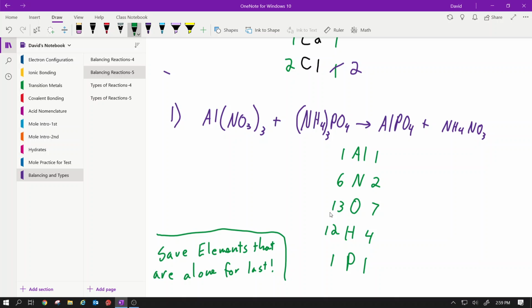And I also like to save hydrogen and oxygen for last, and nitrogen, because they are frequently found in more than one place. So you've got oxygen here and there, and there, and there. And so if you change anything, you're changing your oxygen number. Don't try to balance your oxygens early, because then when you change anything else, you'll unbalance them. Save your oxygen for later. So elements that are alone for last, and I like to save oxygen and hydrogen for next to last.